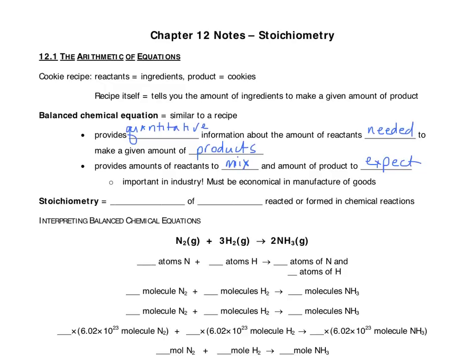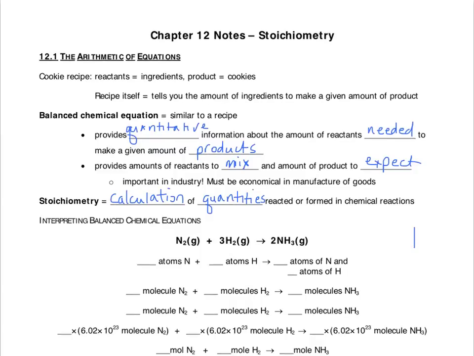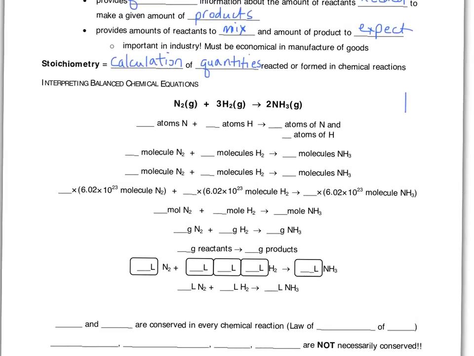The definition of stoichiometry is a calculation of quantities reacted or formed in chemical reactions. That's a calculation of quantities reacted or formed in a chemical equation. Okay, I wanted to go ahead and look at an example, and this is in your book too.